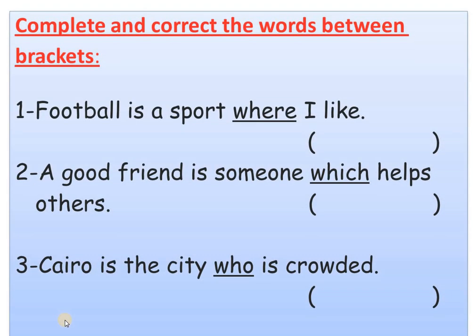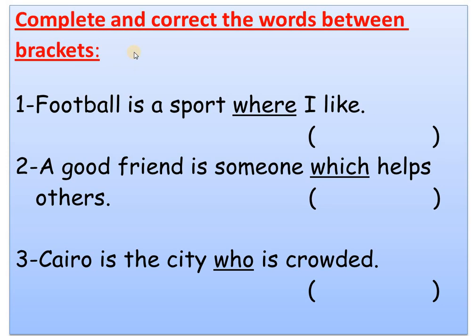Let's go to another kind of questions. Complete and correct the words between brackets. Football is a sport where I like. Can we use where after the word sport? Sport is something, not a place. So where is not right. The right one is which.